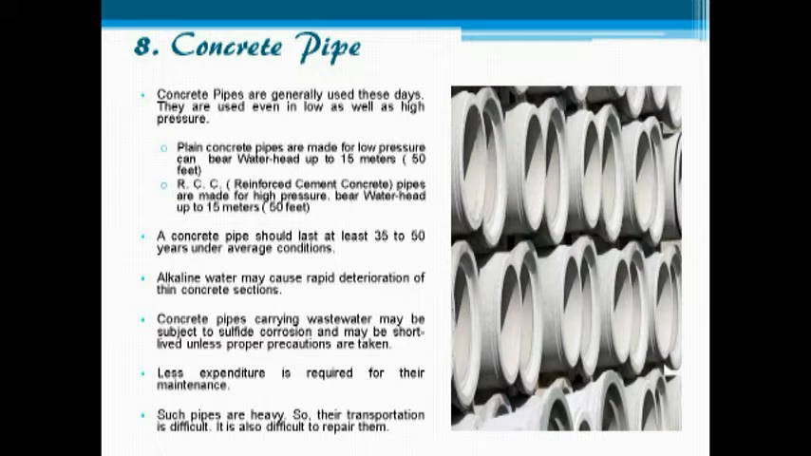A concrete pipe should last at least 35 to 50 years under average conditions, but alkaline water may cause rapid deterioration of thin concrete sections, and concrete pipes carrying wastewater may be subjected to sulfide corrosion and may be short-lived unless proper precautions are taken. But less expenditure is required for their maintenance, for rust does not affect these pipes and they can be made at will. And such pipes are heavy, so their transportation is difficult. It is also difficult to repair them.